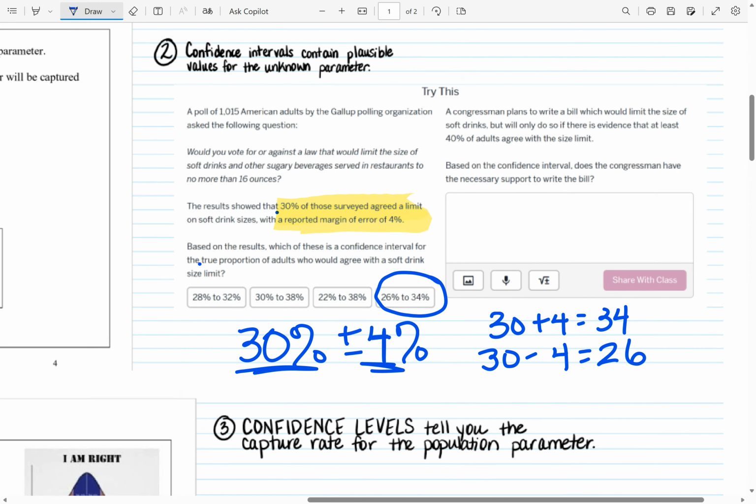So sometimes you'll see a confidence interval written like this. Other times you'll see it written more like that. And you might even see it written in parentheses, 0.26 representing 26% to 0.34, 34%.